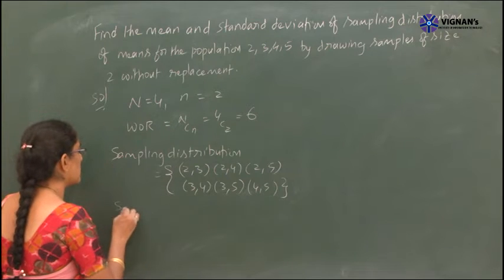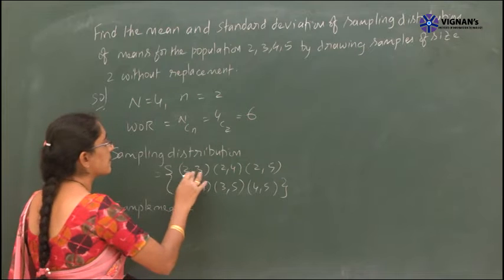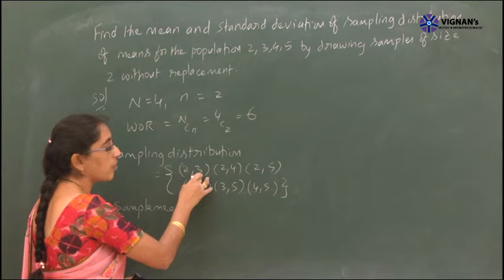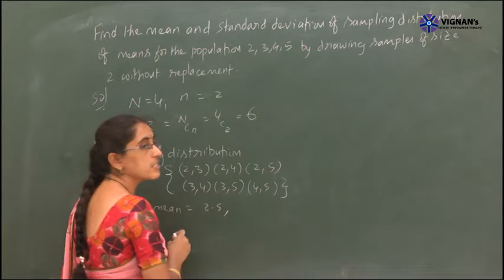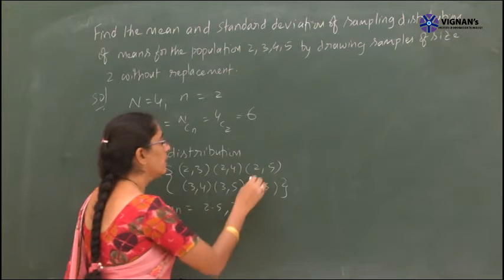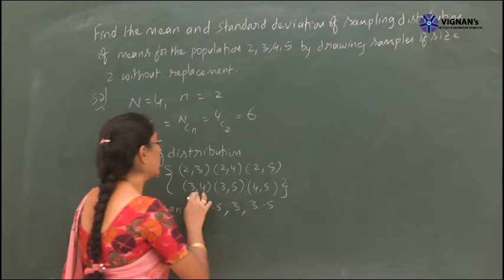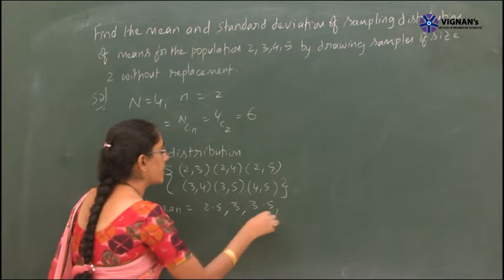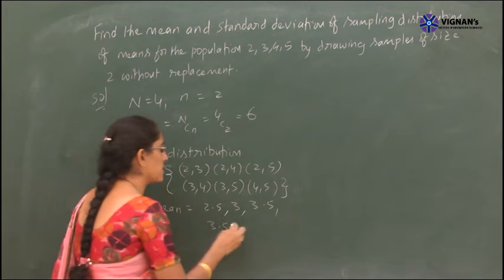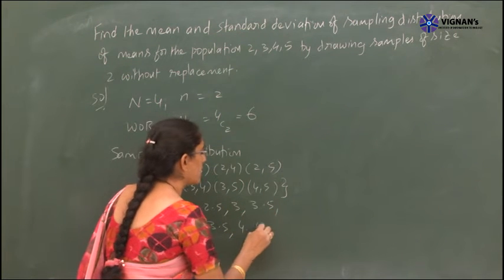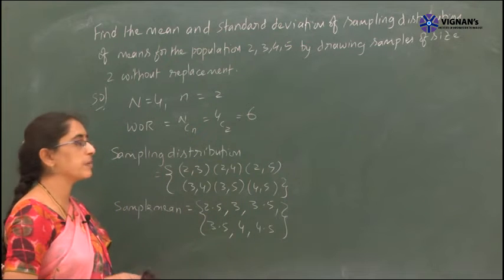So find out the sample means here. So sample means 3 plus 2, 5. The number of samples are 2. So 5 by 2 is 2.5. 2 plus 4, 6. 6 by 2 is here 3. 2 plus 5, 7 by 2 is here 3.5. Then 3 plus 4 is 7. 7 by 2 is again 3.5. 3 plus 5 is 8. 8 by 2 is here 4. And 4 plus 5 is 9. 9 by 2 is here 4.5. So 6 sample means we have.